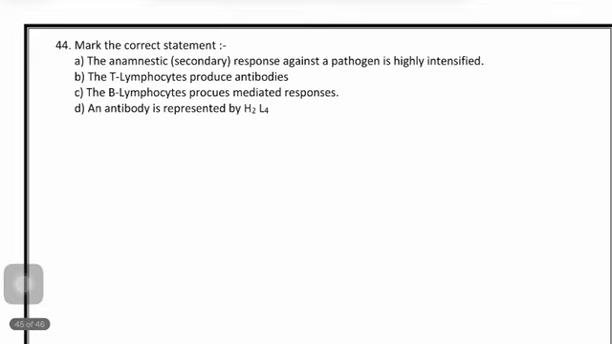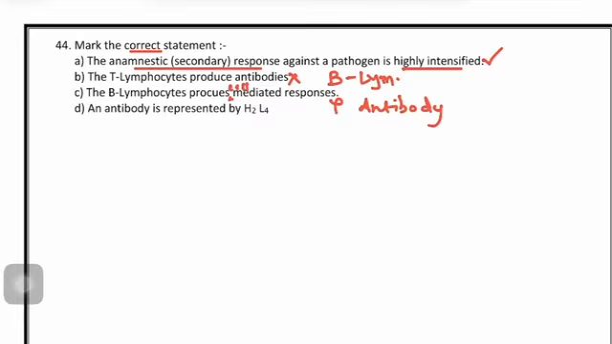Coming to 44th question, mark the correct statement. The anamnestic or the secondary response against a pathogen is highly intensified. This is correct, but we'll still go to option B, C, and D. T lymphocytes produce antibody. That's wrong. It's B lymphocytes that produce antibody. B lymphocytes produce cell-mediated response. It's incorrect. It is antibody-mediated response. D, antibody is represented by H2L4. No, it's represented by H2L2. Answer is option A.